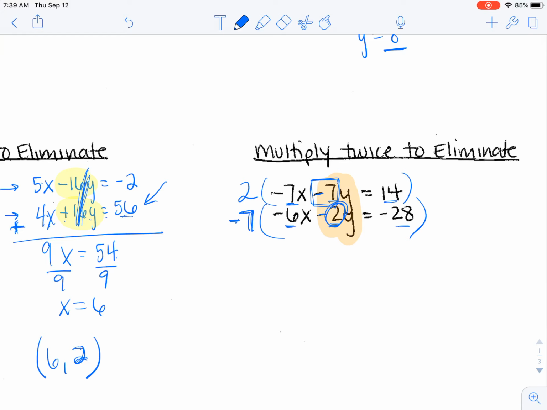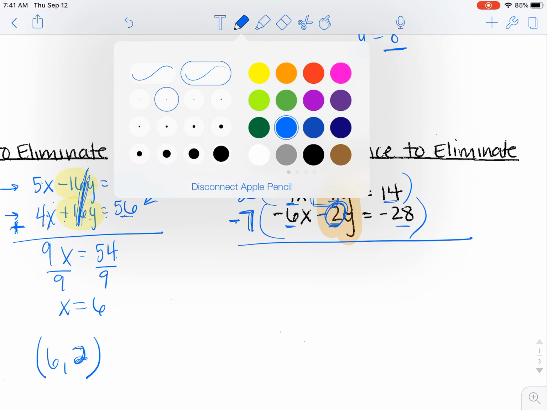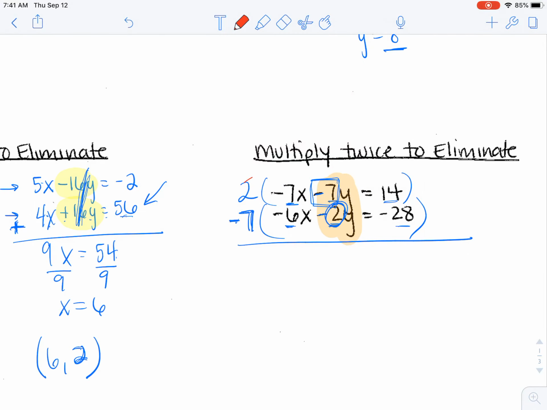I like adding to eliminate much better than subtracting, because with subtracting, sometimes you have some negatives and that's where you can make more mistakes. So I'm going to rewrite both of these equations. For the first equation, I take 2 times negative 7, and then 2 times 14. So I end up with negative 14x minus 14y equals 28. I just multiplied everything by 2.